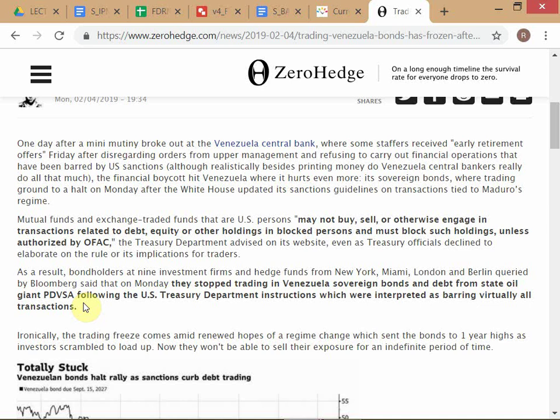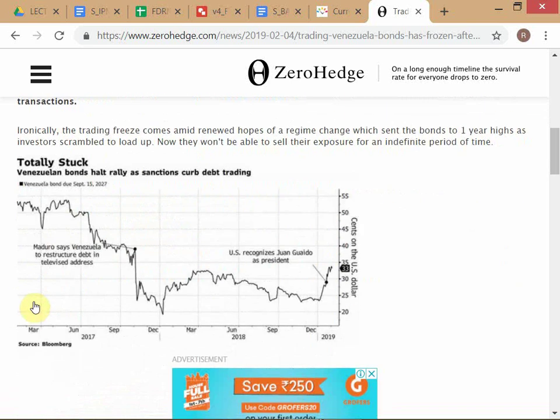Value not zero. You see the plot here? Value is cents on the dollar. Normally when we talk about distressed debt, we talk about it as cents on the dollar. You can see here it goes down to 20 cents on the dollar in December of 2017. Now it's back to about 35 cents on the dollar. So this is typically how distressed debt trades.